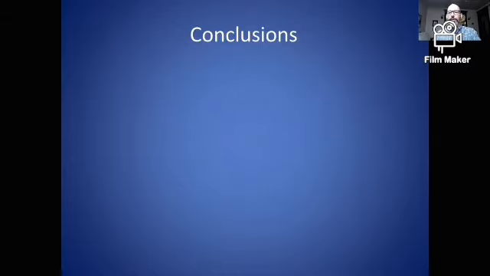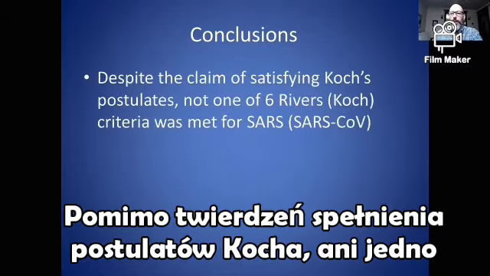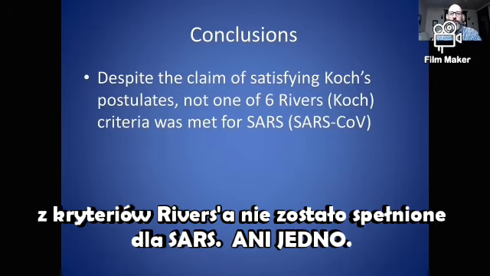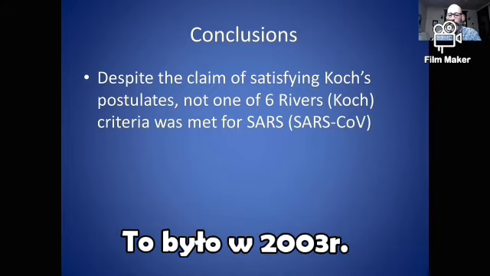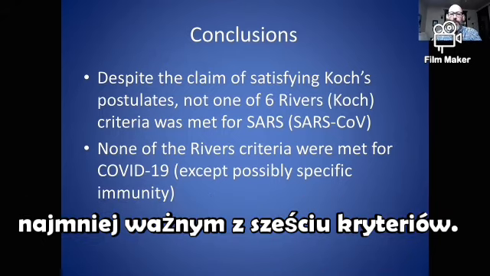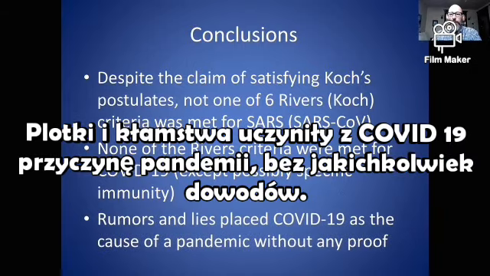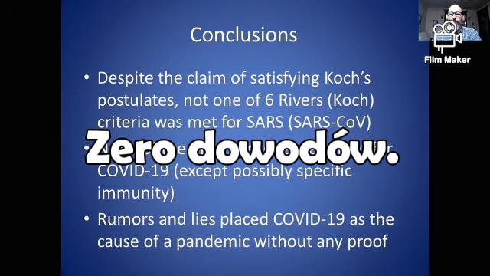I'd like to conclude from everything I talked about that, one, despite the claim of satisfying Koch's postulates, not one of the 6 Rivers criteria was met for SARS. Not one. That's in 2003. None of the Rivers criteria were met for COVID-19, except possibly specific immunity, the least important of the 6 criteria. And rumors and lies placed COVID-19 as the cause of a pandemic with no proof whatsoever.